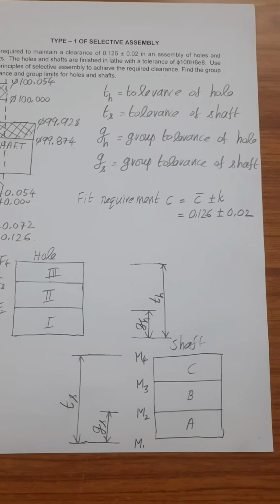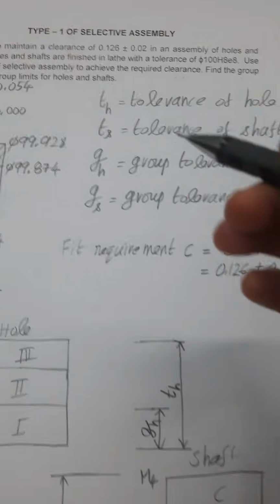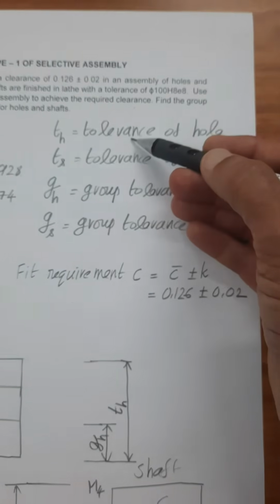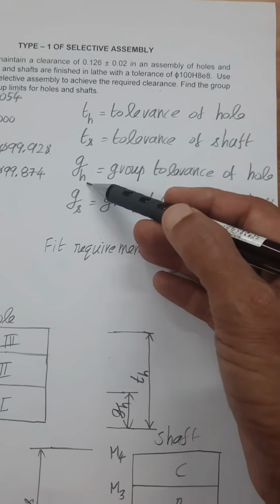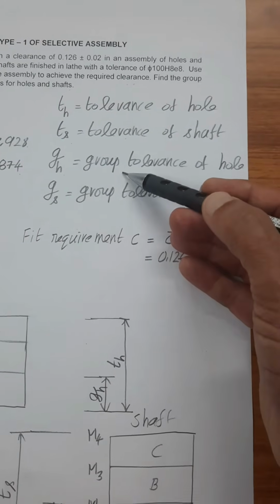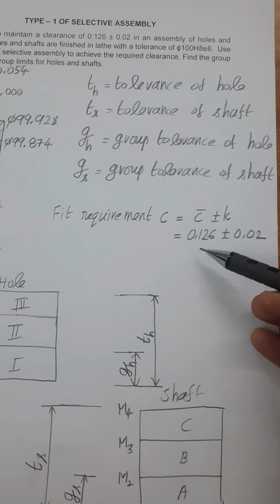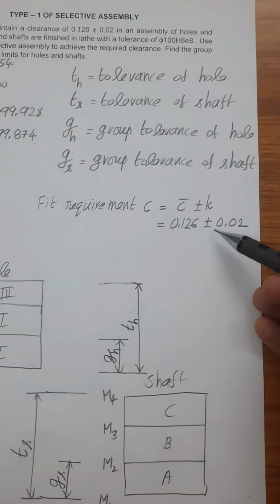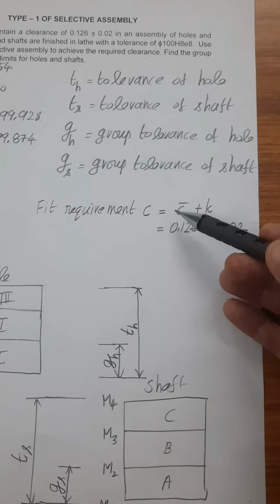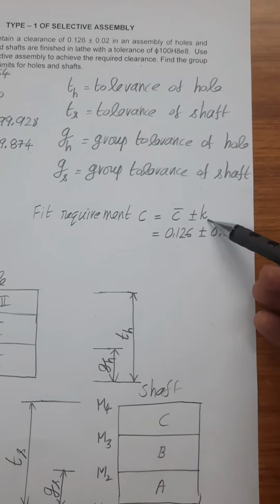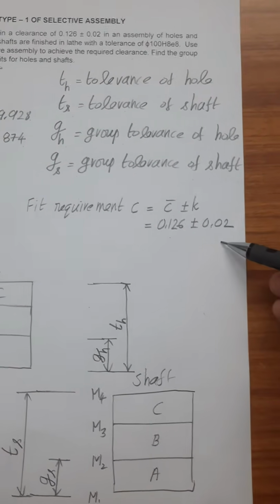Let us discuss the notations to be used for solving this problem. T hole is the tolerance of the hole, T shaft is the tolerance of the shaft, G hole is the group tolerance of the hole, G shaft is the group tolerance of the shaft. Now we want to maintain a clearance of 0.126 plus or minus 0.02 between the assembly of holes and shafts. So this is taken as C equals C bar plus or minus K. So C bar value is 0.126 and K value is 0.02.